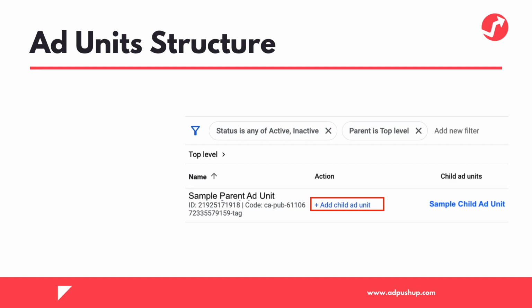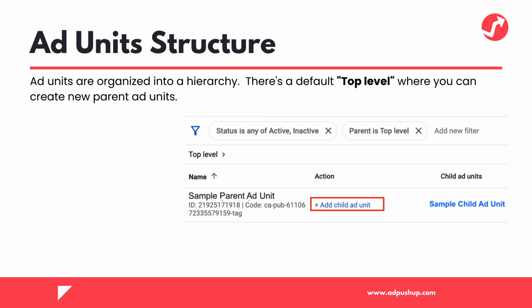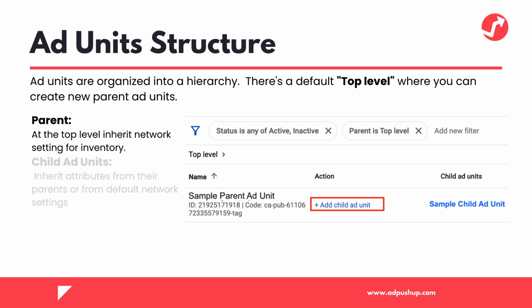Ad units structure. Ad units are organized into a hierarchy. There's a default top level where you can create new parent ad units. So let's see what the different types of ad units are. First, you have the parent. It is located at the top level and inherits network settings for the inventory. Then you have the child ad units. They inherit attributes from their parents or from default network settings.